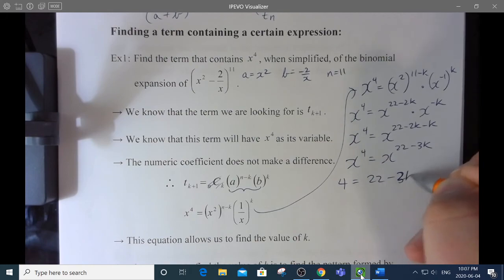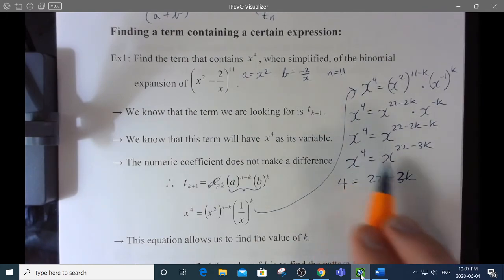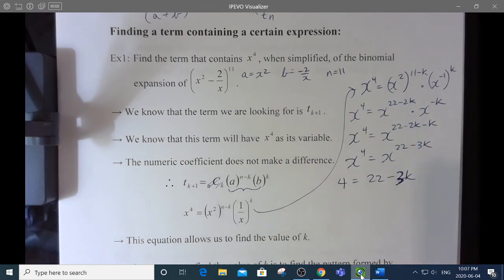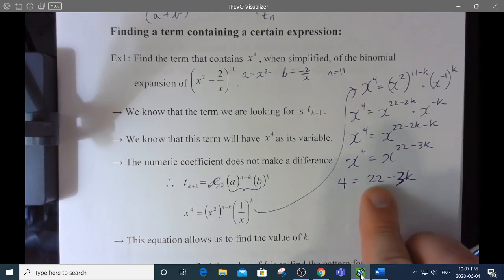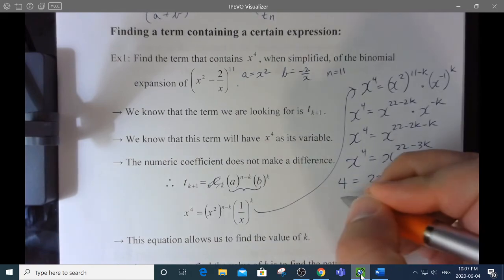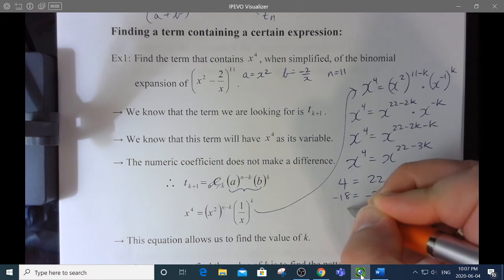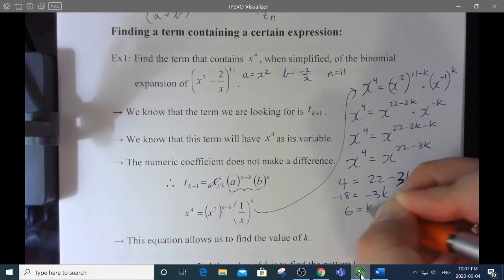Right? If some number to this power equals some number to that power, and it's the same number, the two powers must equal each other. And I can make an equation out of that. So 22 equals negative 3k. 4 equals 22 minus 3k. I'm going to minus the 22 from both sides. Divide both sides by negative 3. And k is equal to 6.